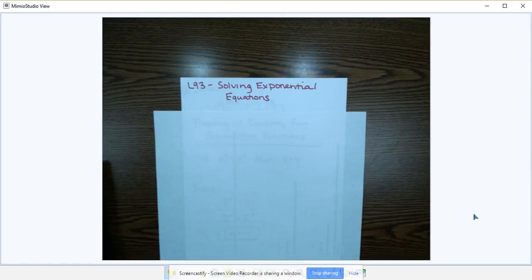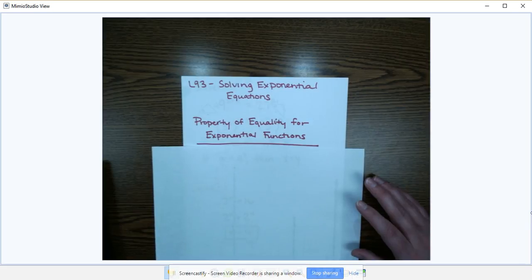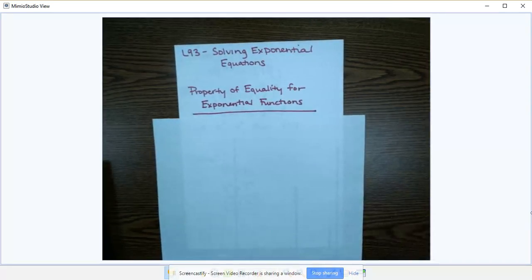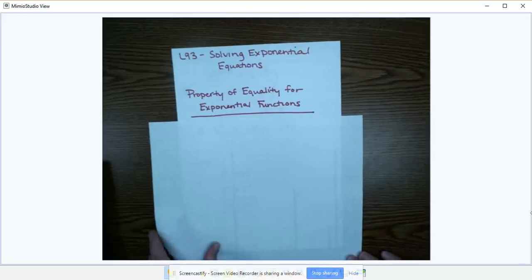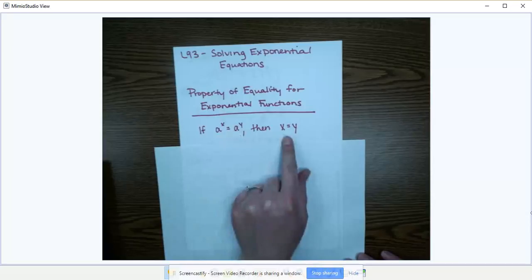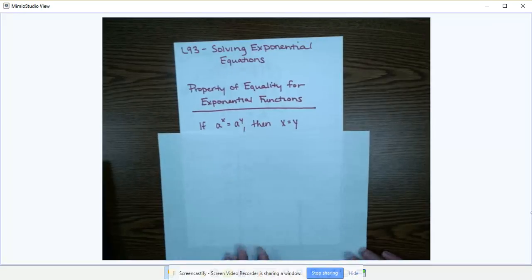Okay, so we're going to solve exponential equations. Just a quick rule to talk about. We have the property of equality for exponential functions, which means if you have a to the x equal to a to the y, then your two exponents are equivalent. The important thing is that both bases have to be the same. So if both bases are the same, then your powers are the same as well.